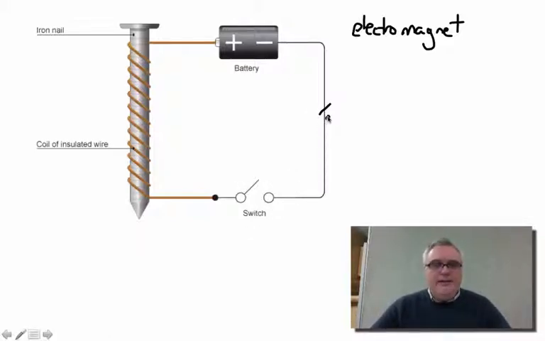Okay, so that is solenoids. Try some of the questions in the textbook. Make sure you can calculate the magnitude of the magnetic field. Quite often you're going to be asked to find the magnitude and direction of the magnetic field in a solenoid.